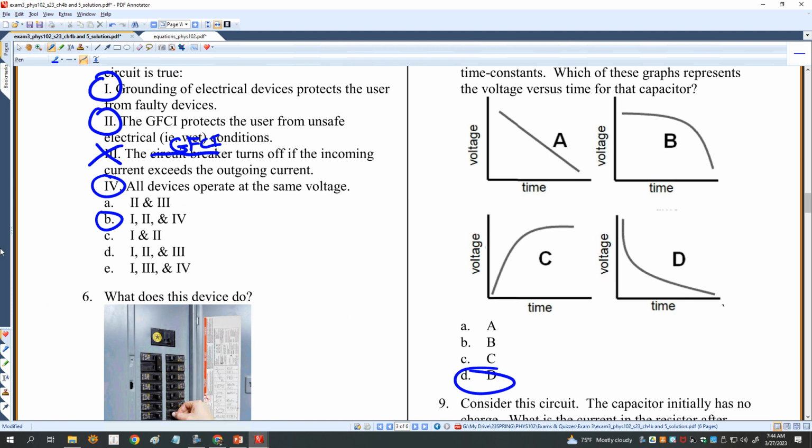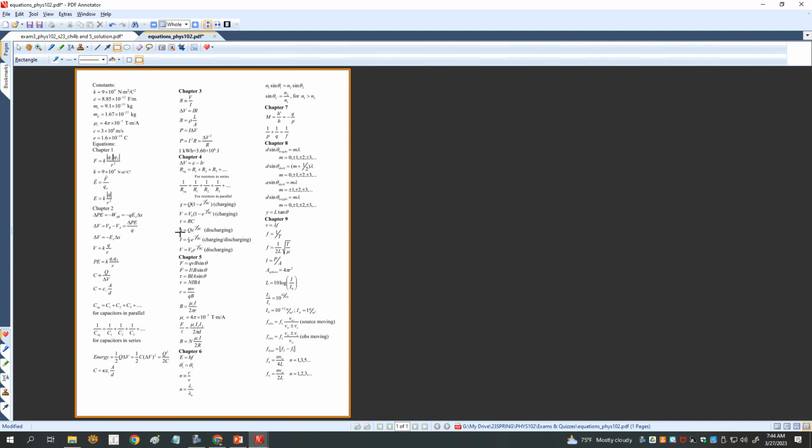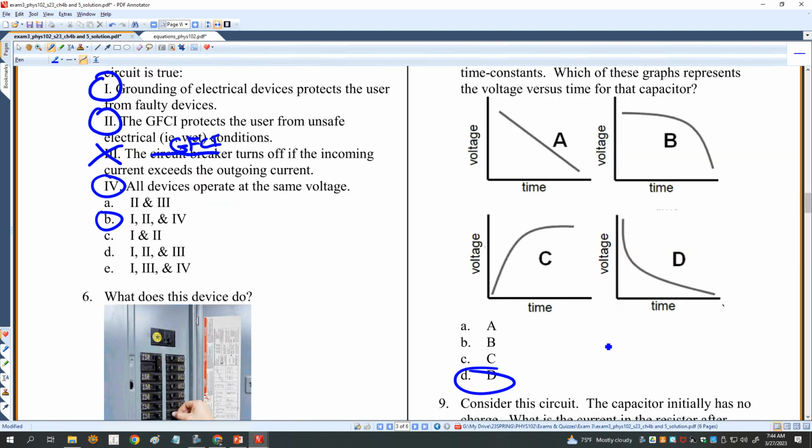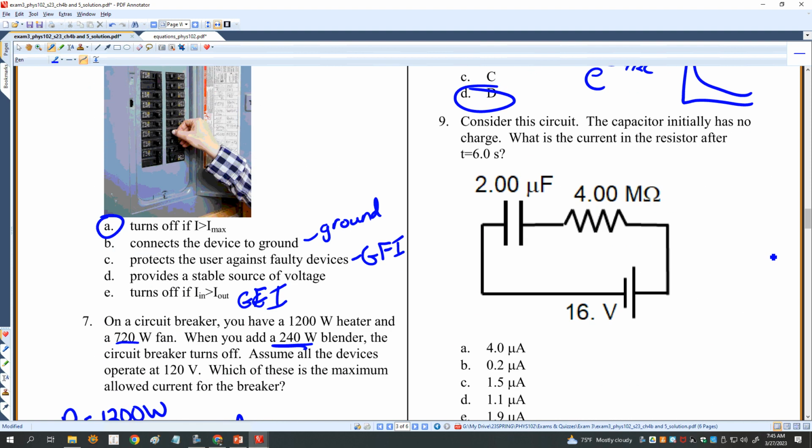If you're not sure about that, go to the equation sheet. I'm looking for voltage for a discharging capacitor. Voltage for discharging looks like that, e to the minus t over RC. You need to remember that e to the minus t over RC, that decay function always looks like this. While 1 minus e to the minus t over RC, that growth function always looks like that. That's just useful for you to know in general.